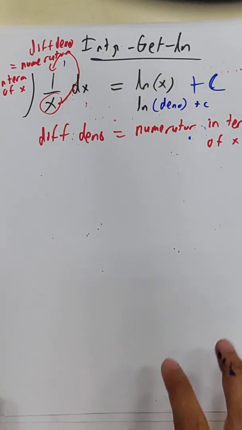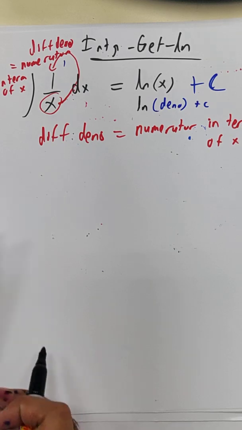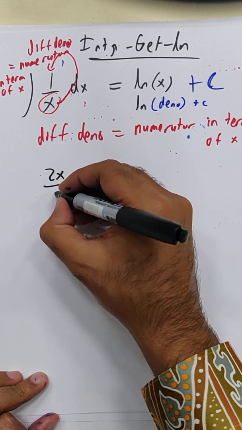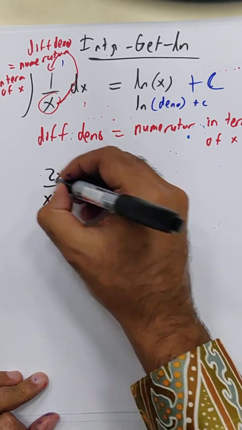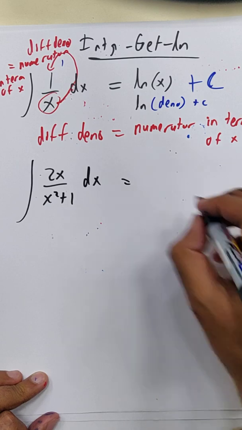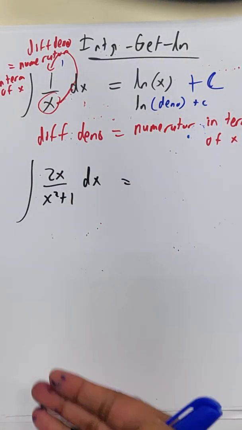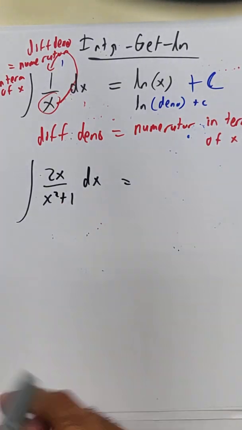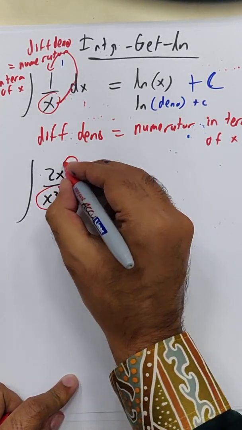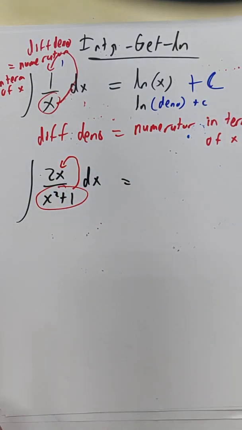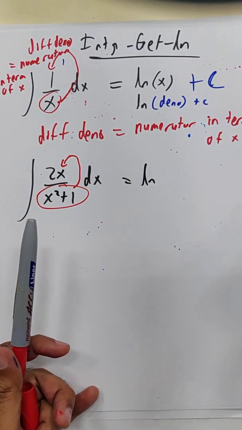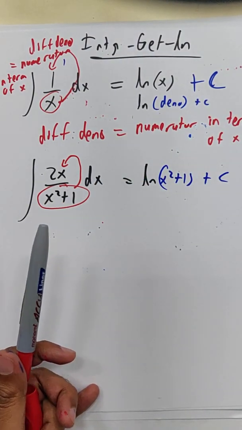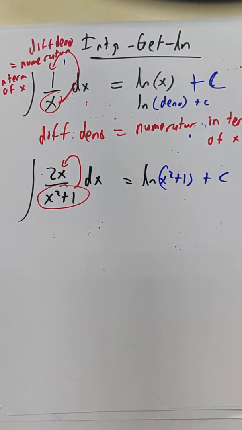Okay, I'll show you more examples of what we have done just now. So if I were to ask you to integrate something like this, I'll see that it's a fraction. And then if I differentiate the denominator, I get myself 2x. So it will be ln whatever is in your denominator plus c. As simple as that.